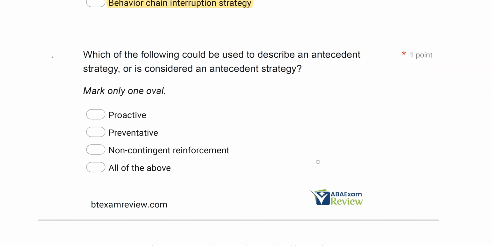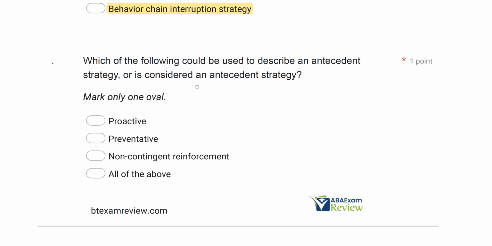And then, which of the following could be used to describe an antecedent strategy or is considered an antecedent strategy? So, kind of two questions here. We're either describing an antecedent strategy or considering something as an antecedent strategy. So, A, proactive. Is an antecedent strategy proactive? It is. When you do an antecedent strategy, you're not reacting to anything, you're being proactive. So, at the same time, you're being preventative. So when you use an antecedent strategy, you're taking proactive steps to prevent something, and you're being preventative in nature.